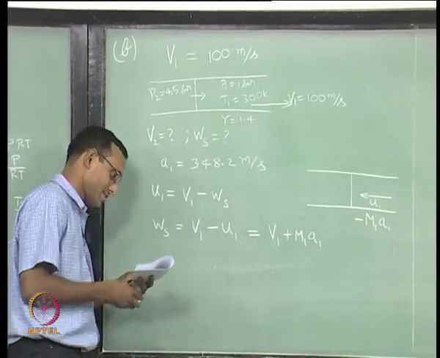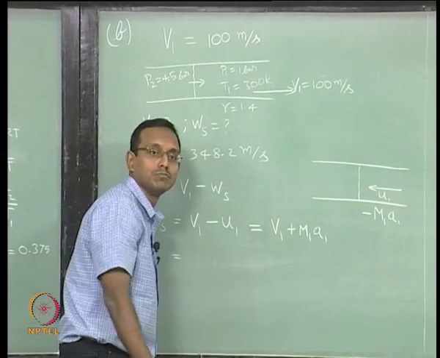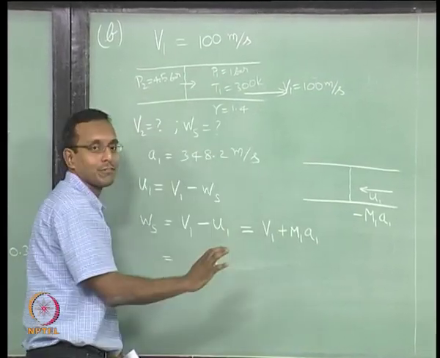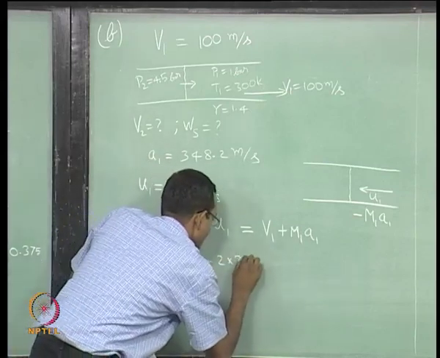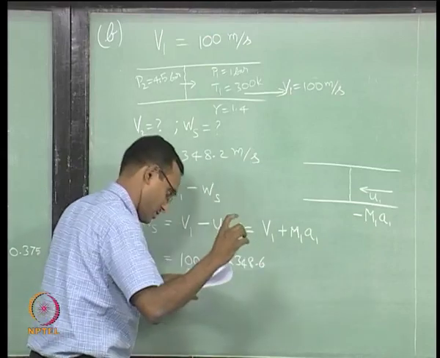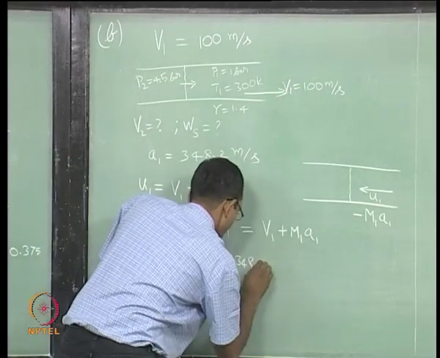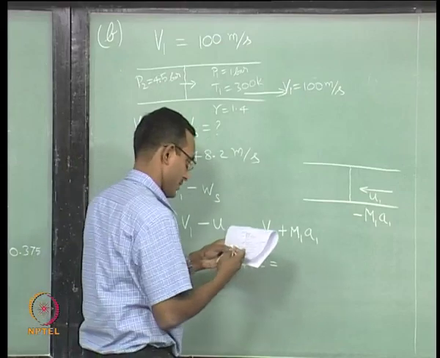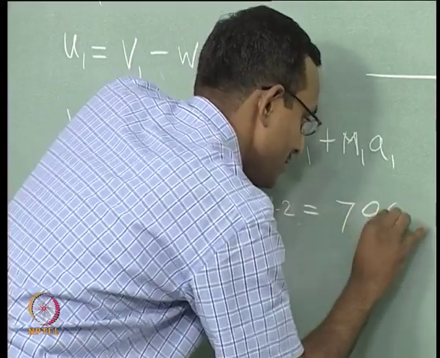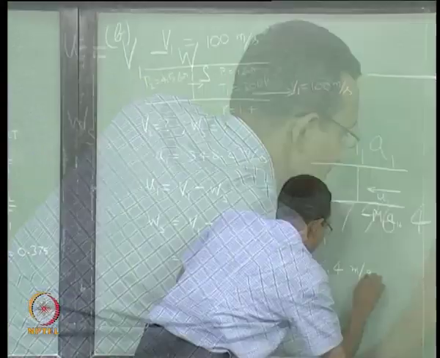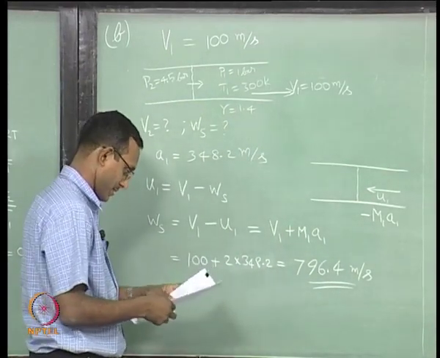So now we just find this number. We know that M1 is 2 because P2 by P1 is given to be 4.5, it is the same value. So I am going to say it is 100 plus 2 into 348.2. The answer comes out to be, it is almost the same answer, 696.4 was the previous answer plus 100, 796.4 meter per second. This is the answer you are getting here.